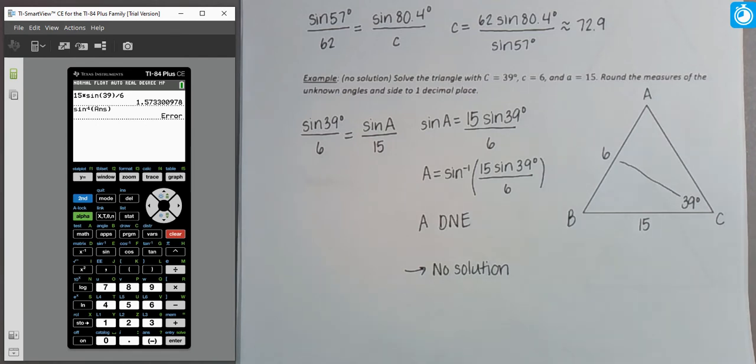So you want to start by drawing the diagram, labeling everything, setting up that ratio relationship, and then you go from there. Once you get to evaluating that inverse sine, that's going to indicate that there is no solution because you run into that error in the calculator. You get something that's outside of the domain of your inverse sine function.